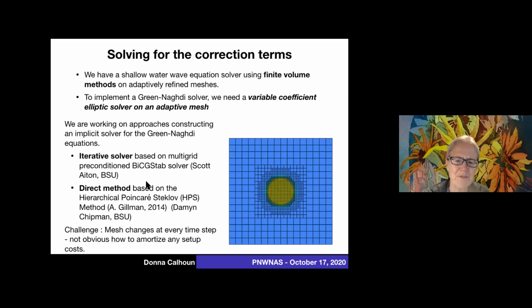Scott's project is much farther along because he's been working with us for several years, and Damon just started. So we're getting off to a good start, but we're not quite at the point where we can solve the Serre-Green-Naghdi equations with that code. The challenge, of course, is that the mesh changes every time step, and it's not obvious how to amortize any setup costs associated with elliptic solvers.